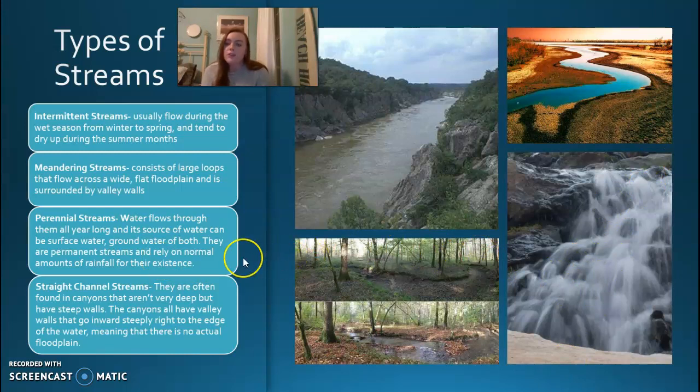And lastly, we have straight channel streams. And these are often found in canyons that aren't very deep, but they have very steep walls. And these canyons have valley walls that go inward steeply right towards the edge of the water. That means that there's no actual floodplain. And that can be seen right up here at the top with the very steep walls.